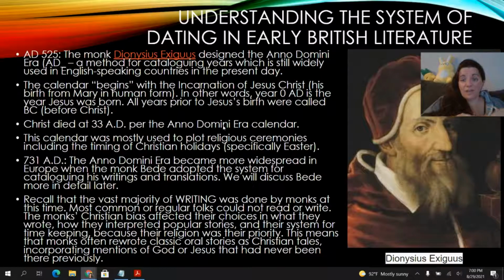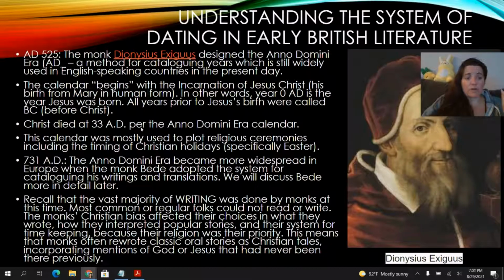That is not correct. If that was the case, then there would be no way to catalog the 33 years that Jesus was actually alive. So year zero, 0 AD, begins the year that Jesus was born. Everything before Christ, BC, is before he was born. So just to help you get those cleared up in your heads.